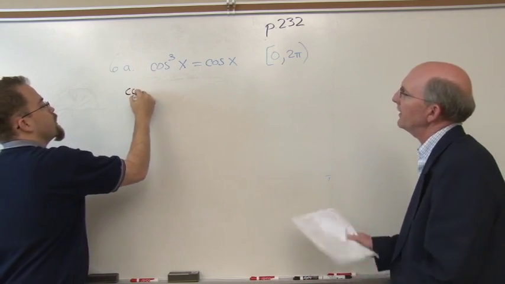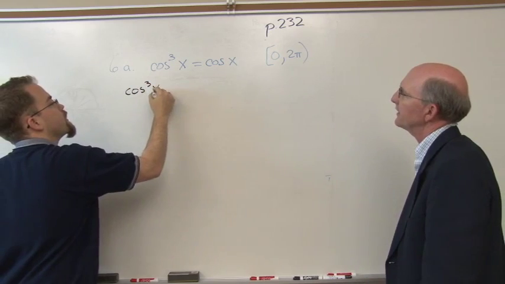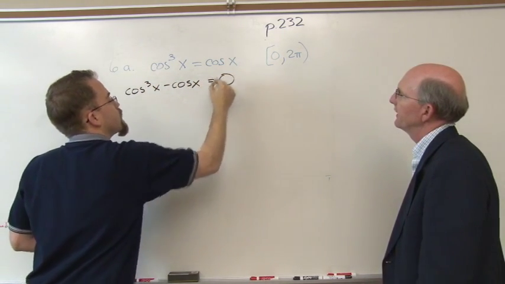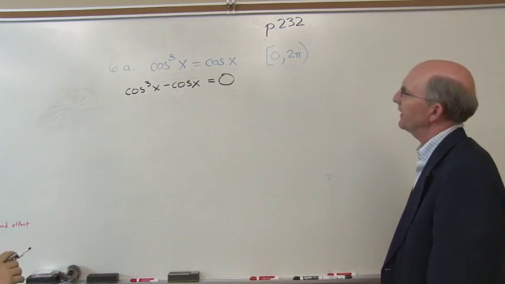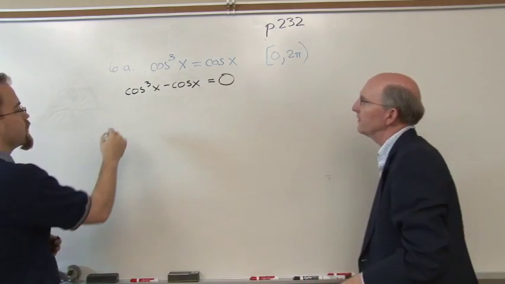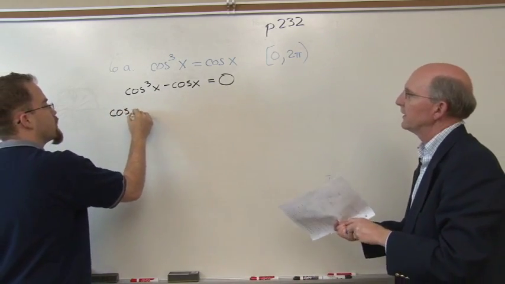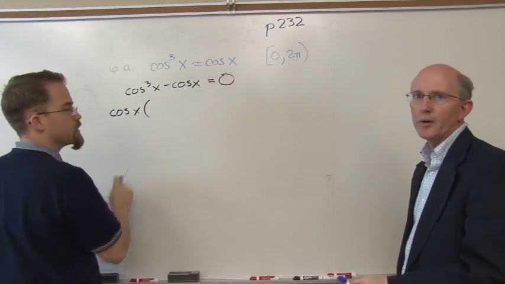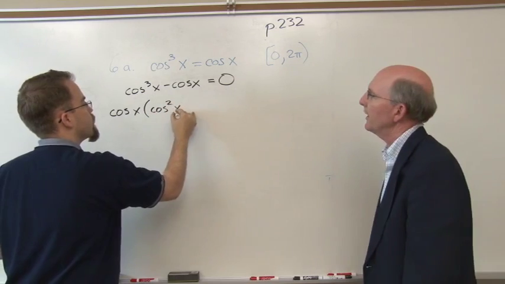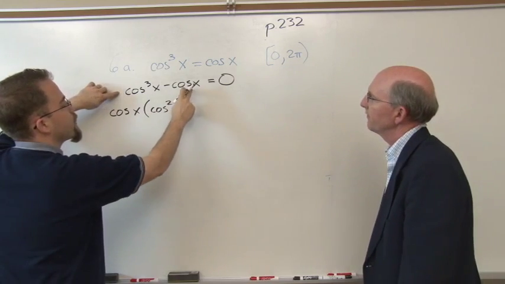Let's move everything to one side and get 0 by itself. Love to have stuff equal 0. All right, opens up some things. Now we have a common cosine in both of these terms. Let's pull that out. So getting things equal to 0 and factoring is a great technique when you're solving any kind of equation.